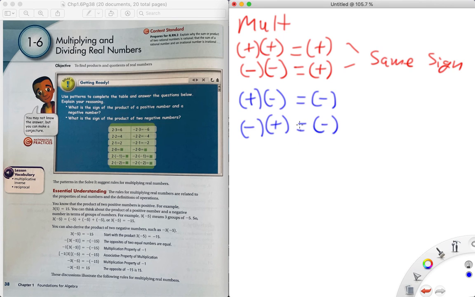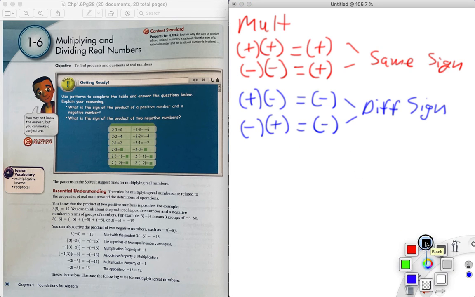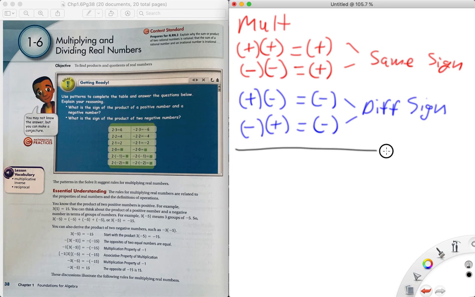When you're multiplying and they're different signs, your answer will always be negative. Positive times a negative is a negative, and negative times a positive is a negative. When they are different signs, your answers will always be negative. This also applies when you're dividing. It's the same exact thing.